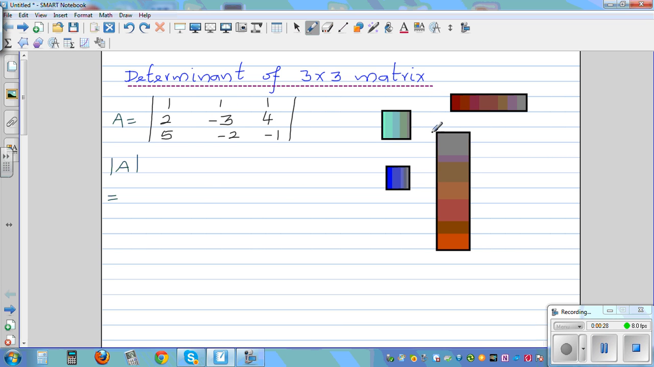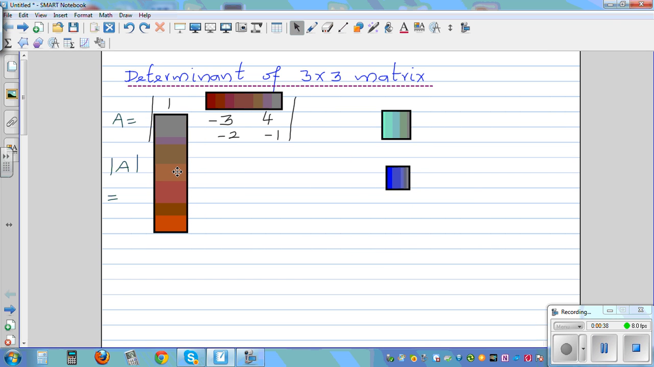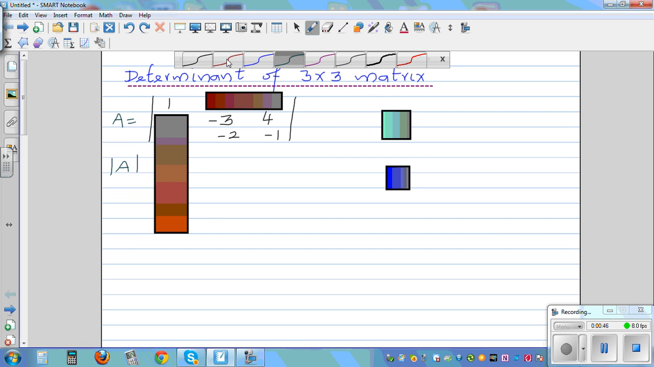So let me cover, so you have to cover this. I'm covering these two elements. I'm covering this. So what I'm doing is I'm multiplying. So let me do the working here. So what is it that I can see? I can see you have to multiply this by the determinant of this.